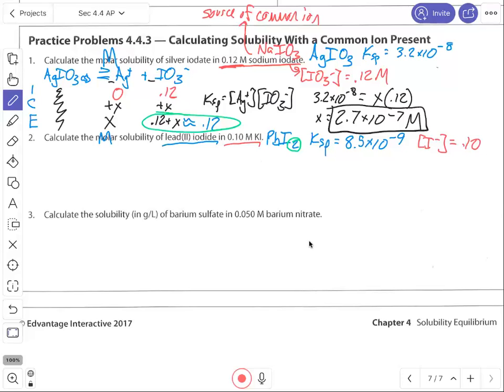Miss Baskin, in the initial for I, since there are two of them, do we put 0.2 or do we leave it as 0.1? You leave it as 0.1 because it's coming from the potassium iodide. Okay.